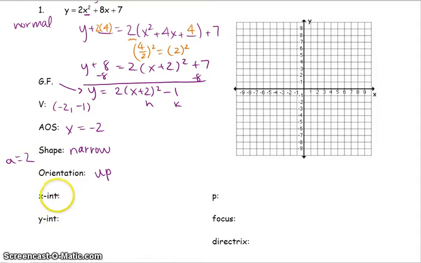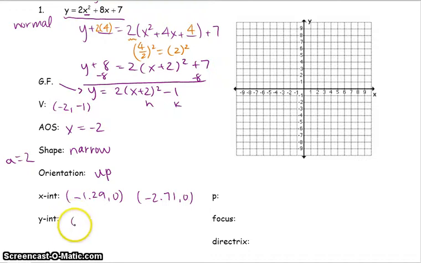So now to find our x and y intercepts, it would be helpful to plug our equation here into our graphing calculator and find our zeros. When we do that, we will get a value of negative 1.29, comma 0, and a value of negative 2.71, comma 0. And we're going to get our y-intercept of 0, comma 7.